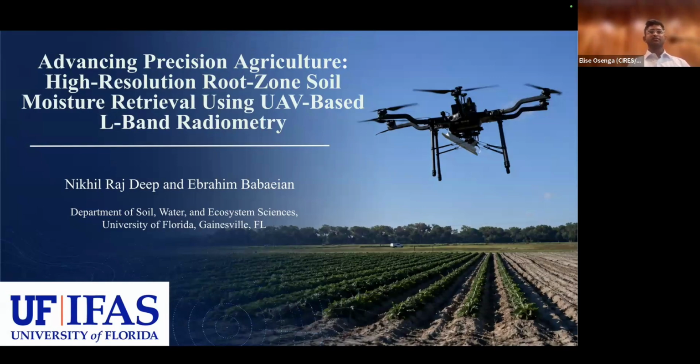So I'm going to talk about high resolution root zone soil moisture retrieval using UAV-based L-band radiometer. In the morning session, we have already seen Dr. Ali mention satellites for comparison, particularly SMAP, SMOS, SMRE. These are all passive radiometers, and it has been proven that passive radiometers are very capable of capturing soil moisture. But these are at 0 to 5 centimeter depth.